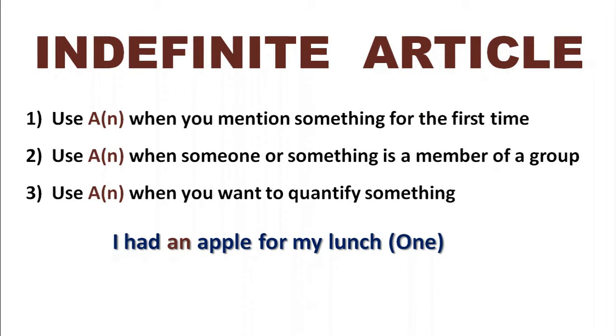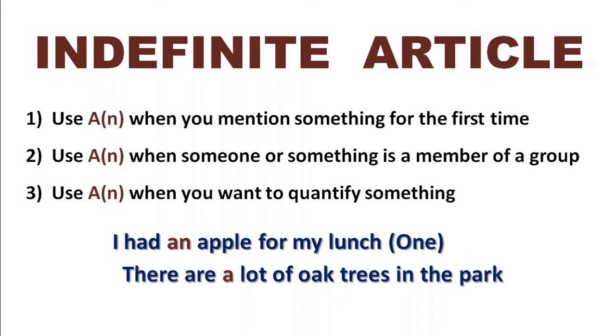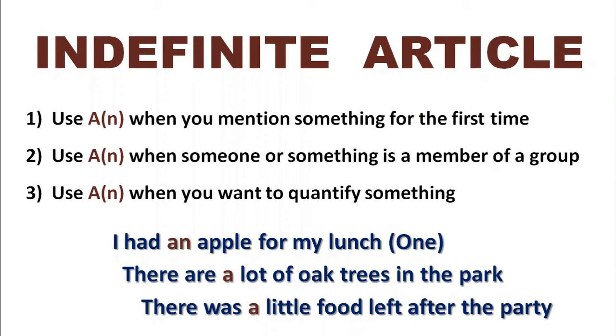You could say I had one apple for my lunch if you were trying to explain where all the apples had disappeared to. And you were saying it wasn't me, I had one apple for my lunch. But normally we say I had an apple for my lunch. But we can also say things like there are a lot of oak trees in the park, or there was a little food left after the party. So we can use that kind of phrase with the indefinite article to quantify something, but to quantify it in a non-specific way. A lot or a little, a bit, a huge amount. It doesn't matter. We use the indefinite article when trying to quantify in this non-specific way.